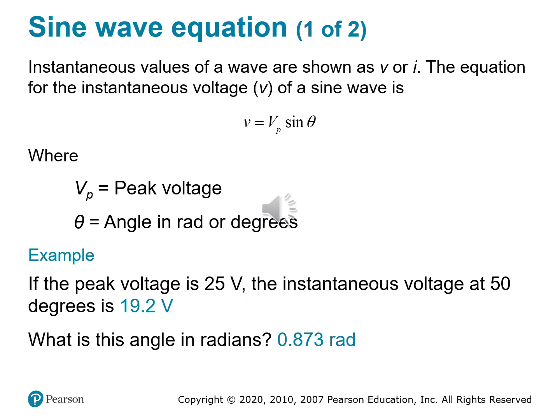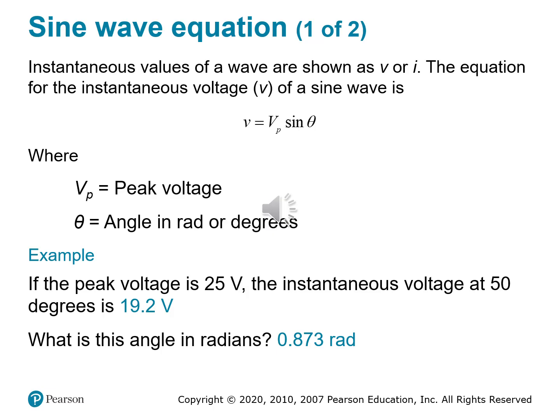V is equal to V sub P times sine theta. V is that instantaneous voltage at a particular moment. V sub P is the peak voltage or voltage peak, however you want to say it. Theta is the angular position, either in degrees or radians. And what this tells us is at any given angle on the waveform, we can compute the voltage using the sine of that angle. Let's go look at this example.